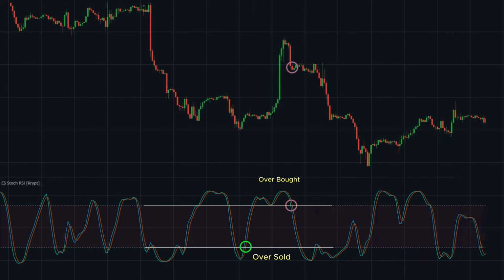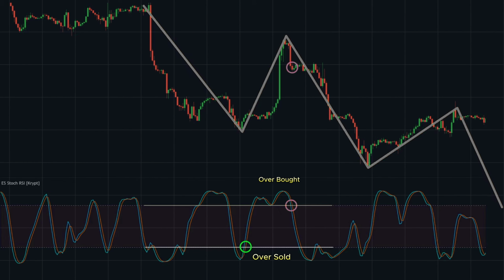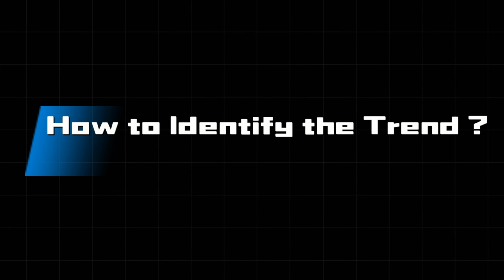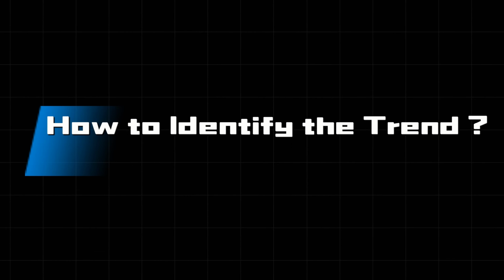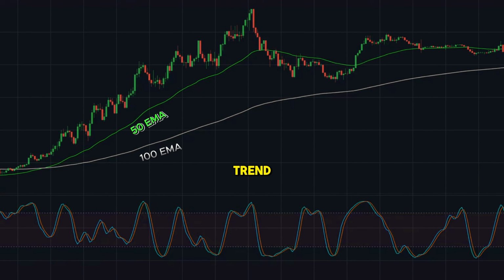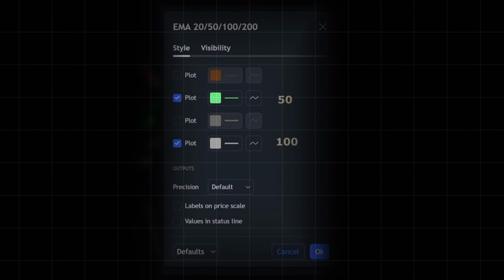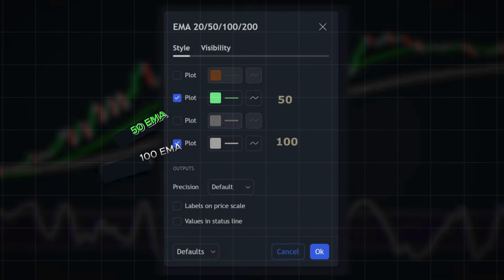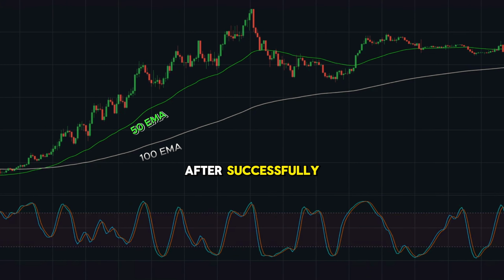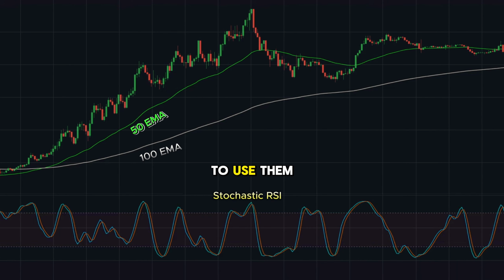Remember, we need to use the stochastic RSI in relation to the trend. As the saying goes, the trend is your friend. Now the question is, how do we find the trend? For that, we use 2 exponential moving averages to identify the trend. Go to the settings and select the 50 EMA and the 100 EMA. And make sure to deselect all other options after successfully placing all these trading indicators on your chart. Let's see how to use them.